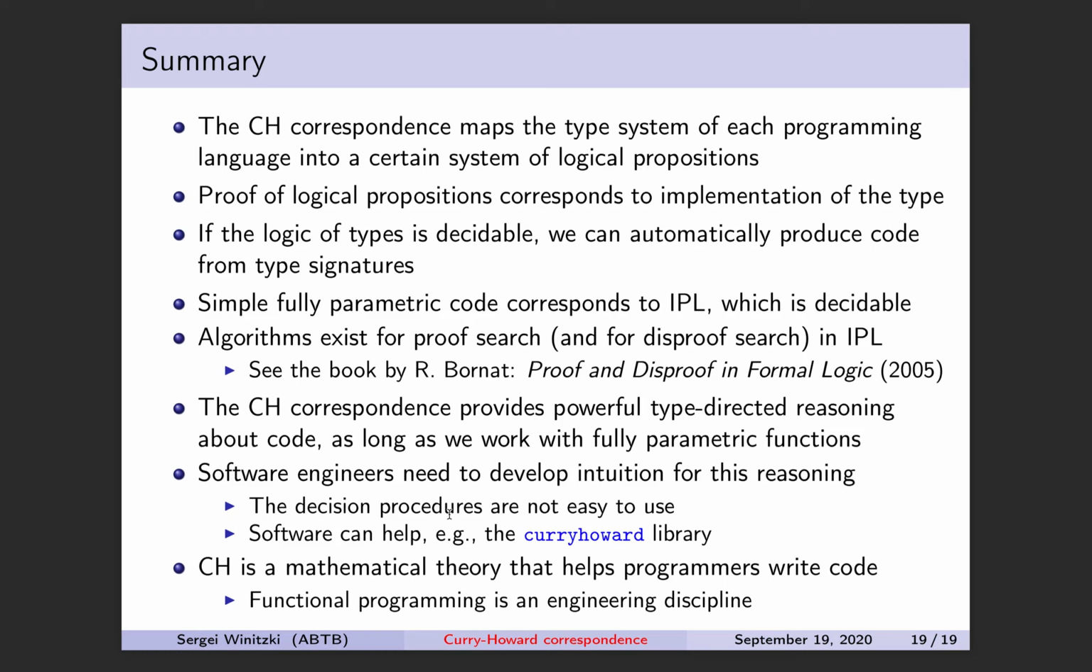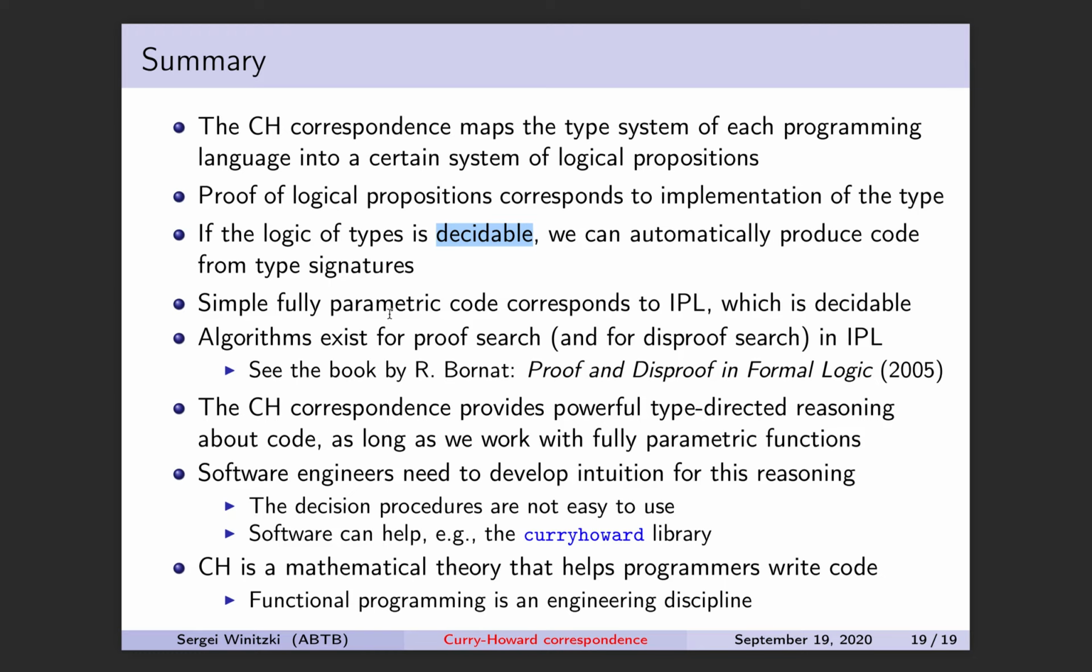If the logic of types is decidable, in other words, if there's an algorithm to tell you whether there is a proof or not, then you can take the type signature, follow an algorithm, and automatically produce code, or automatically decide that there is no code possible for this type signature.